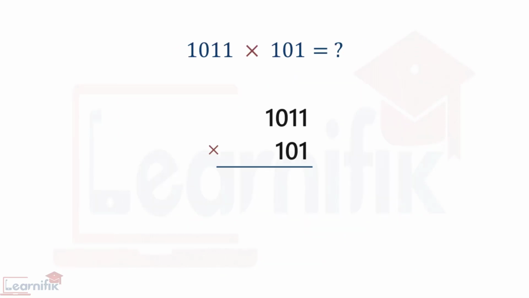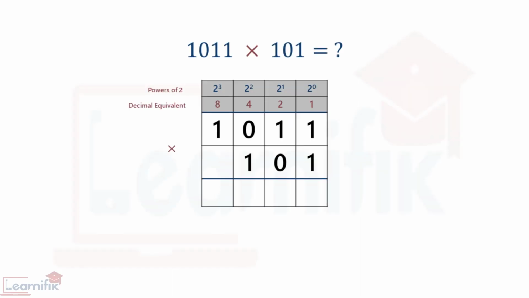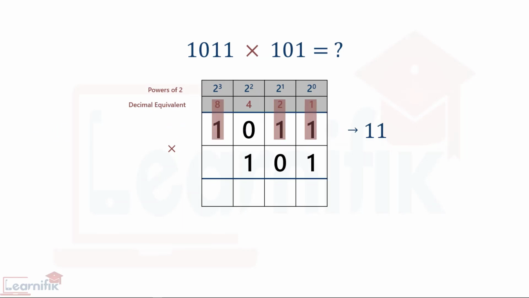Let's do this example. 1011 multiplied by 101. Before we do this binary multiplication, let's find out the decimal equivalent of these numbers. We are adding the decimal equivalent where we have a 1. 1 has a column value or decimal equivalent of 8. 1 has a column value of 2. 1 has a column value of 1. So 8 plus 2 plus 1 is 11. The decimal equivalent of 1011 is 11, while the decimal equivalent of 101 is 5. So when we multiply these numbers in decimal, we get 55.